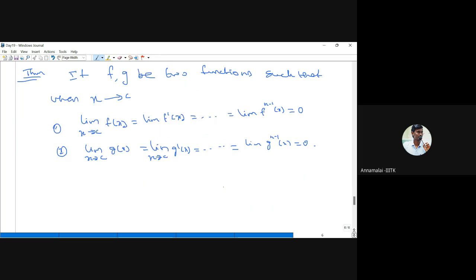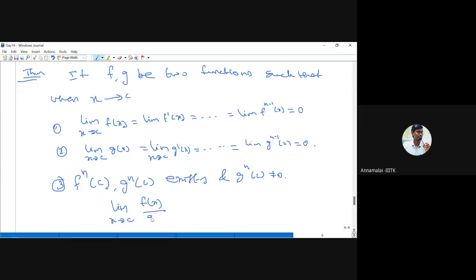The third condition is that the nth derivative exists at the point c. That is, f nth derivative of c and g nth derivative of c exist, and the g nth derivative of c is non-zero. Then the theorem says the limit as x goes to c of f of x by g of x is nothing but the f nth derivative of c by the g nth derivative of c. So until you get a non-zero limit, you can take the derivative. That is L'Hospital rule.